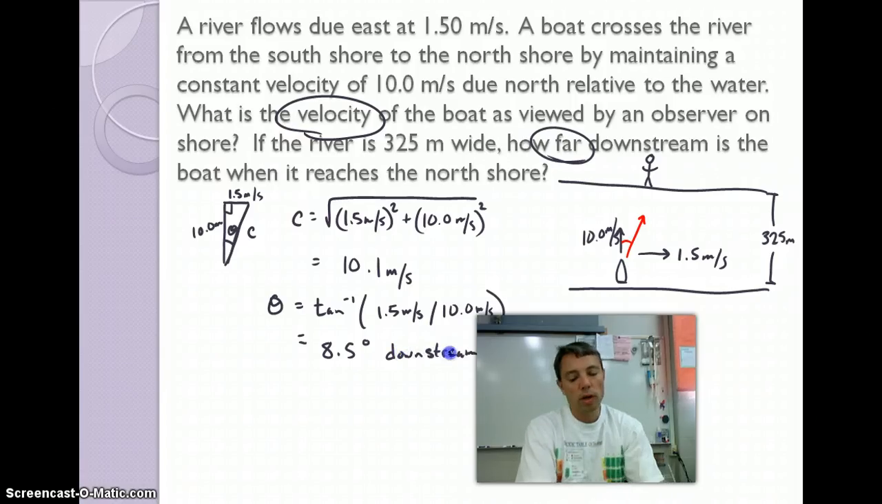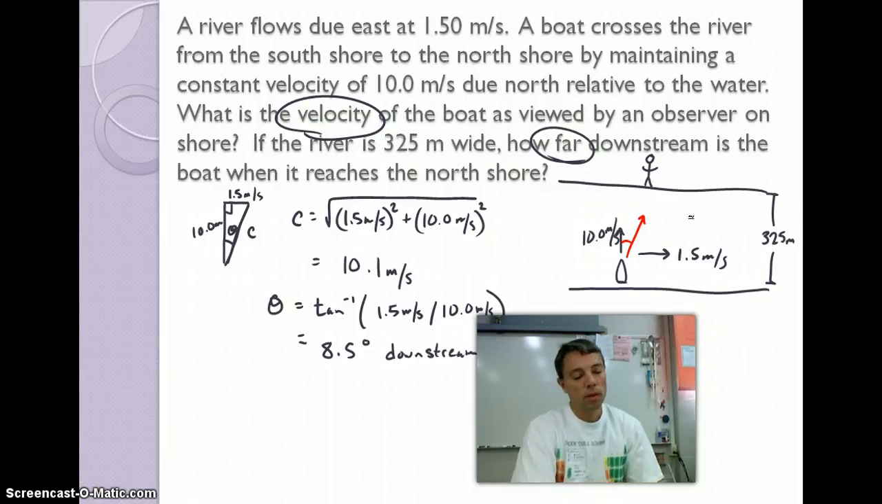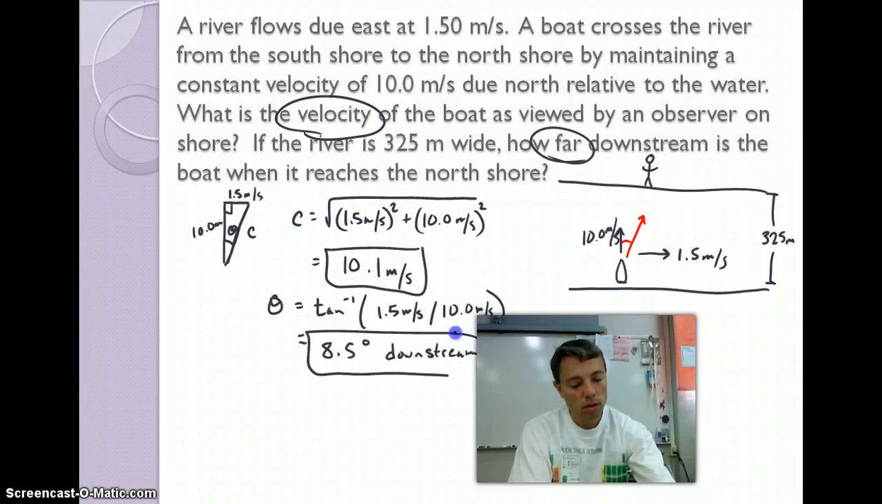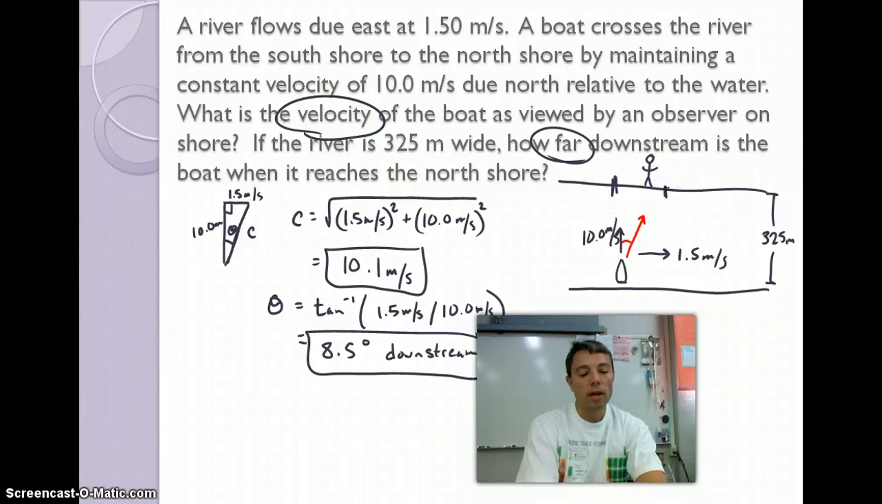Okay, so again, what I'm implying is that the flow of the river is going this direction, which means that if the flow of the river is going that direction, I'm downstream, I'm following the flow of the current. All right, now that takes care of my first answer. So there's my magnitude, there's my direction.